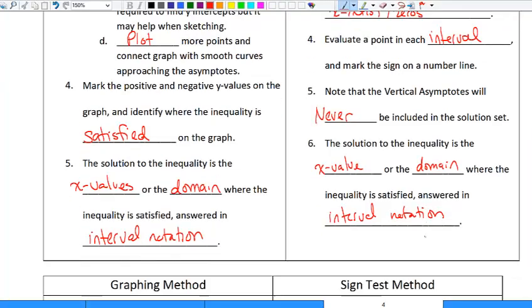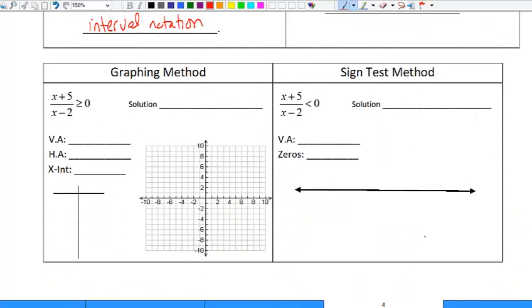So let's try a few. For the graphing method, I'm going to try to find the vertical asymptote, which is where I set the denominator equal to 0. Notice there's no canceling, so we don't need to worry about holes or anything. So we have x is equal to 2.